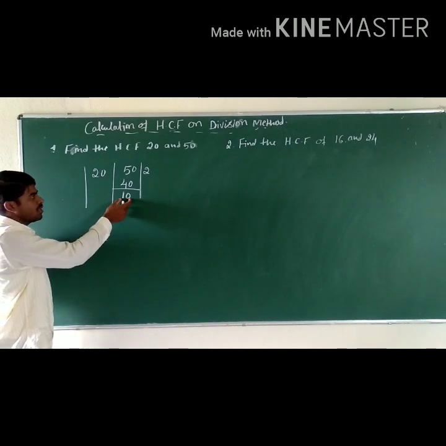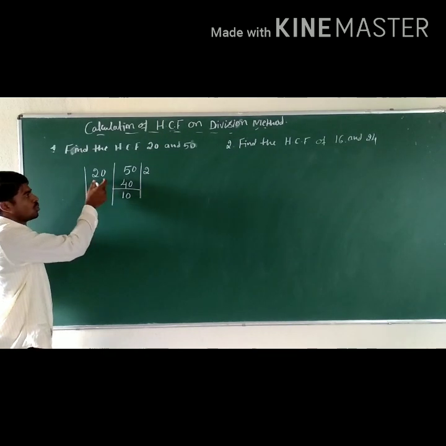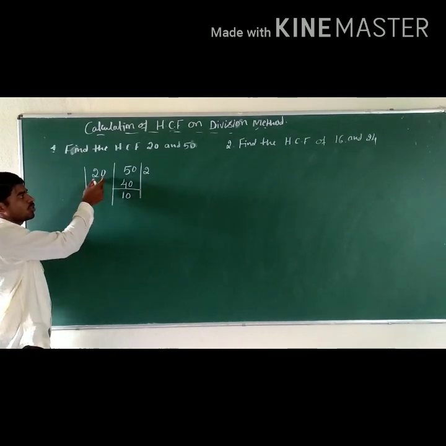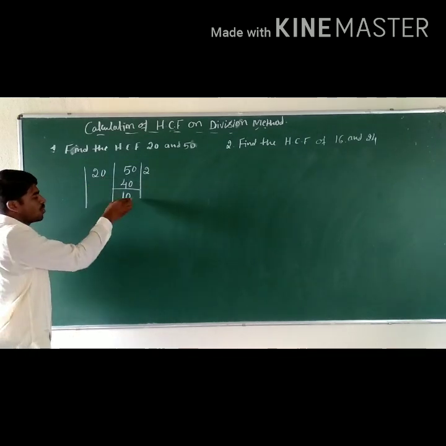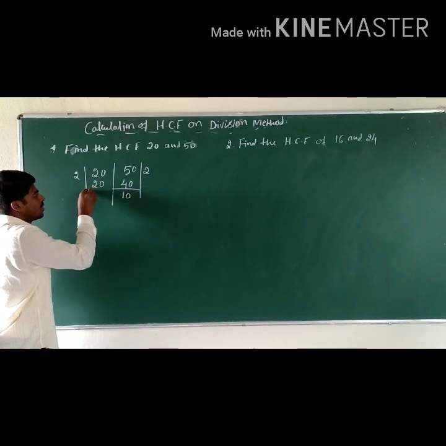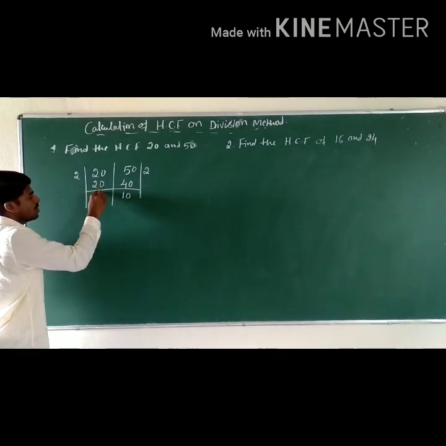Now what is the lowest value? 10 is the lowest value and 20 is the highest value. With the help of this lowest value, we divide the highest value. 10 twos are 20. Now, what is the balance? We get 0.